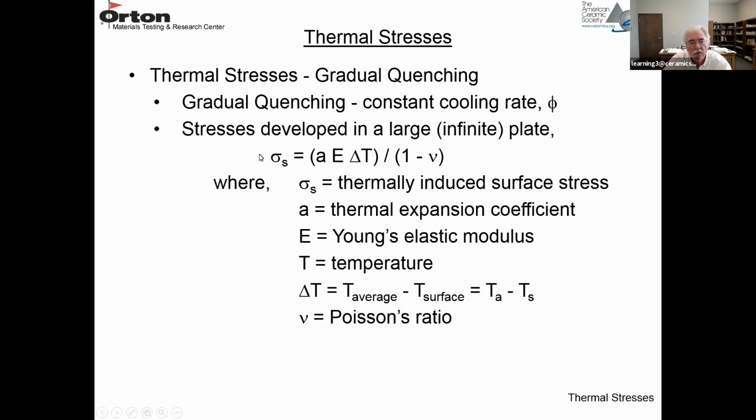So the equation that describes that is basically the same equation. We just modified the delta T term. So again, it's gradual quenching, a constant cooling rate, phi.